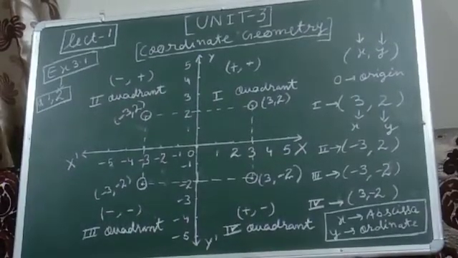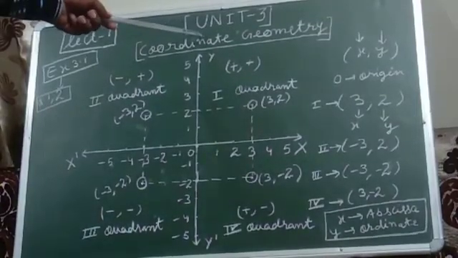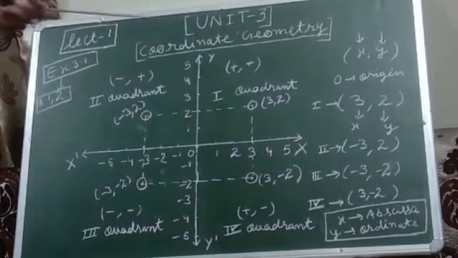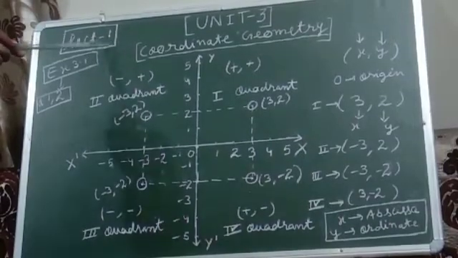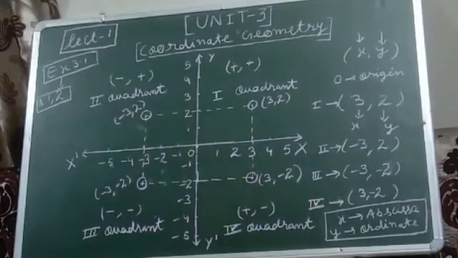The name of the chapter is coordinate geometry. This is unit number three, or chapter number three, of your syllabus in the NCERT book. This is lecture one for coordinate geometry. First of all, we should know what coordinate geometry is.